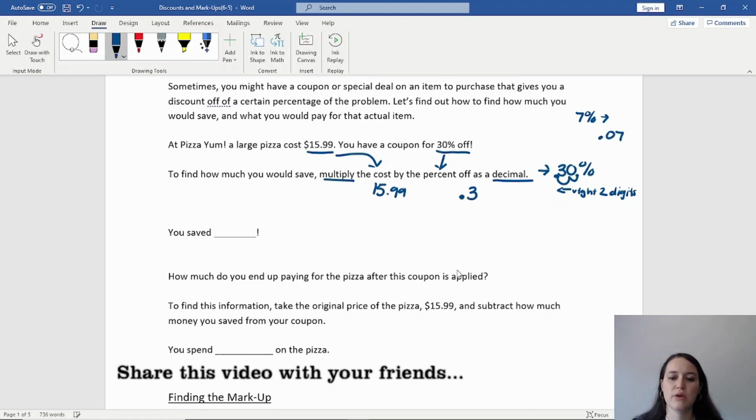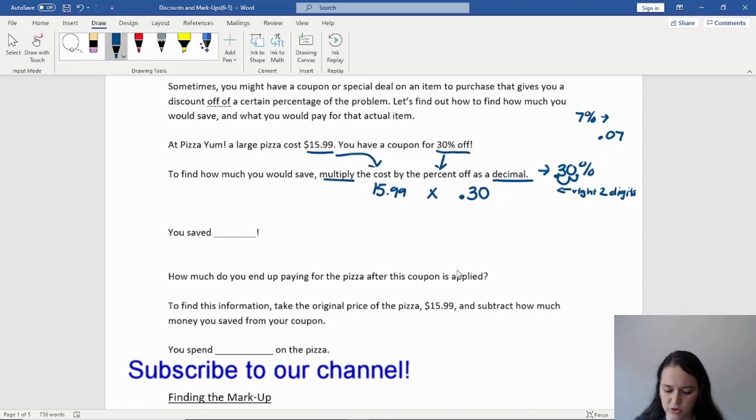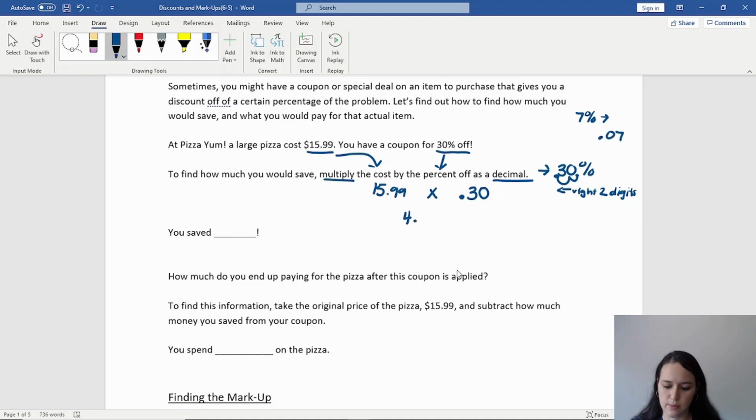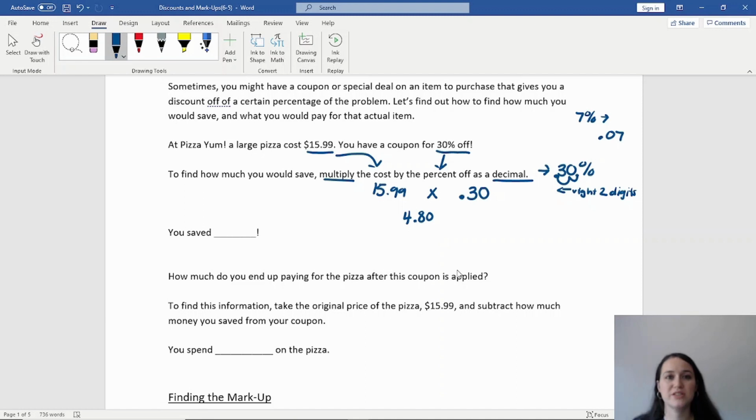So this is 0.3. You're welcome to put the 0 on the end, it doesn't do anything because it's after the decimal. So I'm going to multiply these two things. Using my calculator, your phone calculator will suffice, we get 4.797, and we're going to round this to the nearest cent because we're talking about money. So that's going to be $4.80 that I get off of this pizza. That's how much money I'm saving. I'm saving $4.80. Sweet.